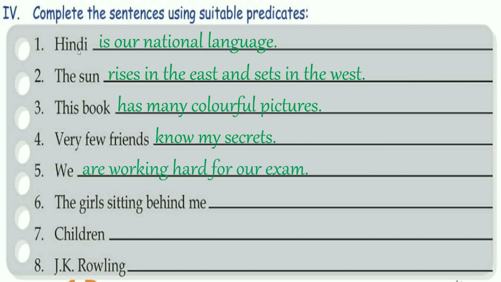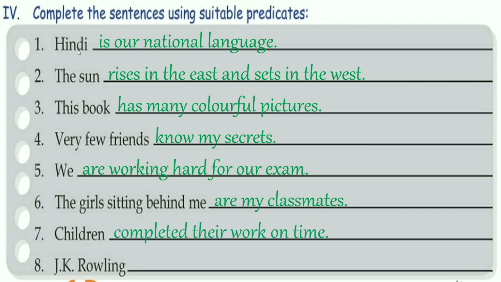Anything. The girls sitting behind me. Children, please notice here. Girls, it is plural, so you have to frame a sentence in plural form only. The girls sitting behind me are my classmates. The girls sitting behind me are very talkative. The girls sitting behind me are very intelligent. The girls sitting behind me are my cousins. Children completed their work on time.